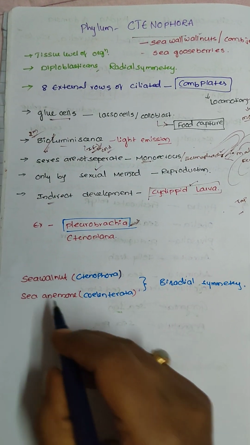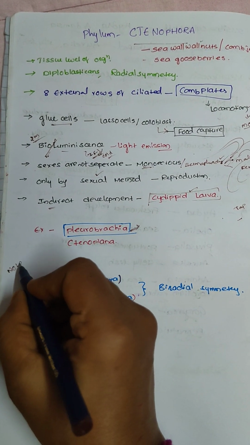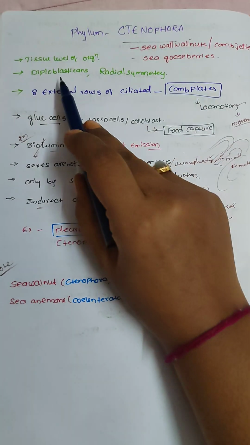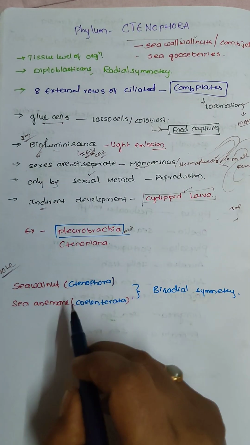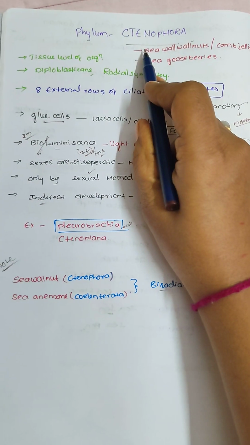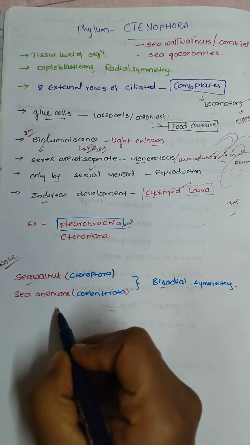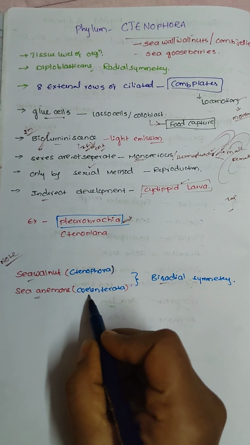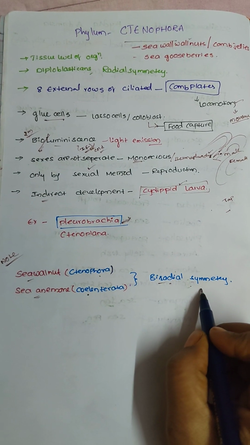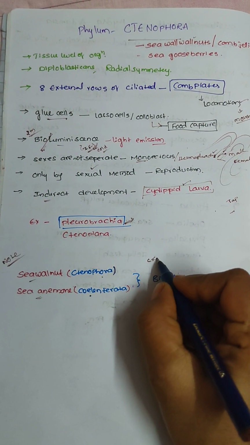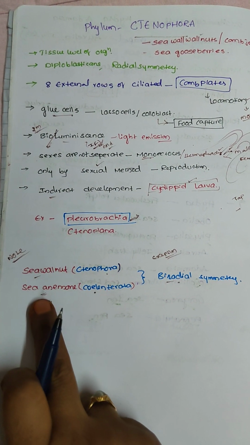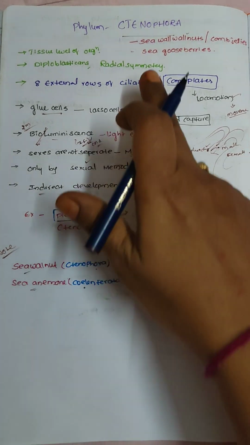The most important point to be noted regarding the Ctenophora is the sea walnut. Even though it is diploblastic, it shows radial symmetry. Actually radial symmetry occurs in the Ctenophora, but especially in the sea walnut and the sea anemone, which is related to Coelenterata. These two organisms show radial symmetry. So this is the exception. Wherever there is an exception, an MCQ is created.